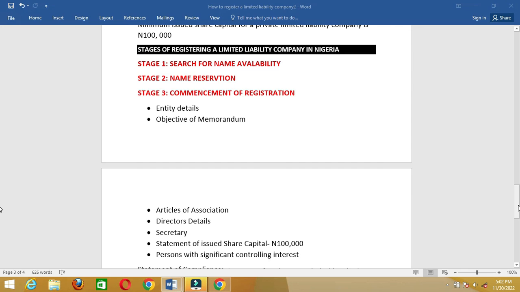Now stage 3, which is the commencement of registration. After CAC has approved your proposed name, you commence the registration, and when you log into your portal, you see the following information listed: entity details, objective of memorandum. You are going to input all relevant information. All of these I'm going to discuss extensively in the next video.